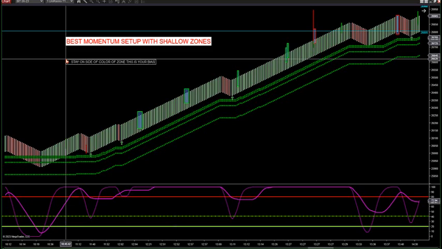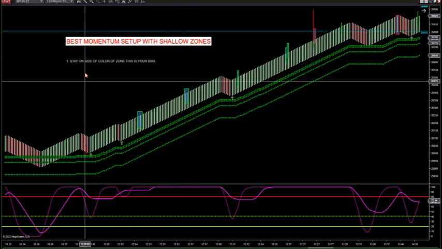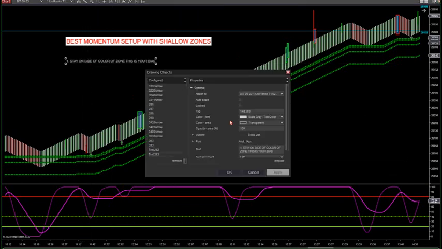The zone is your bias. Okay, so we've got green zones. We're looking to buy retracements. That's the first thing. So that's number one, stay on the side of the zone.